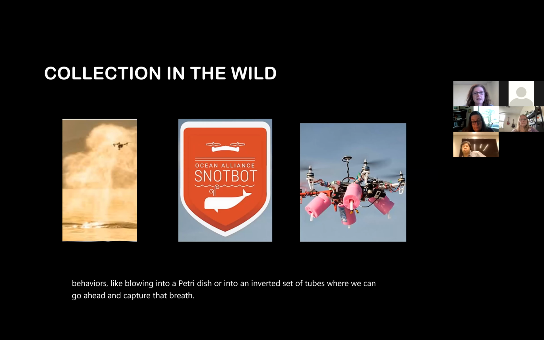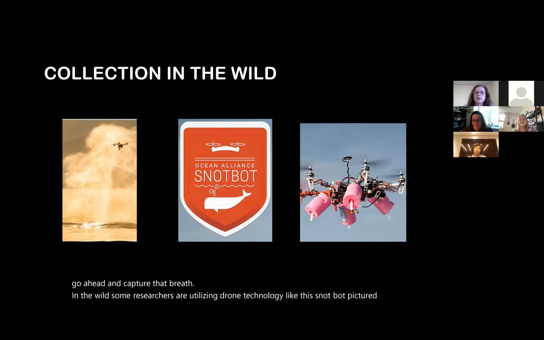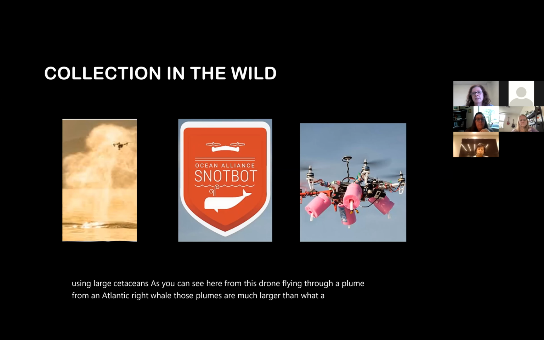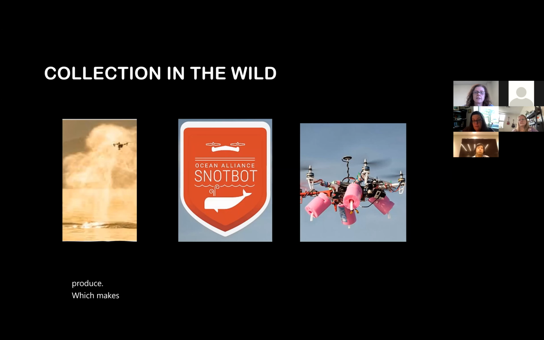In the wild, some researchers are utilizing drone technology like this snot bot pictured here that's used to collect blow from the whales. However, most of these studies are using large cetaceans, as you can see here from this drone flying through a plume from an Atlantic right whale. Those plumes are much larger than what a beluga would produce, which makes collecting breath from beluga whales a little bit more challenging than it is from larger cetaceans.